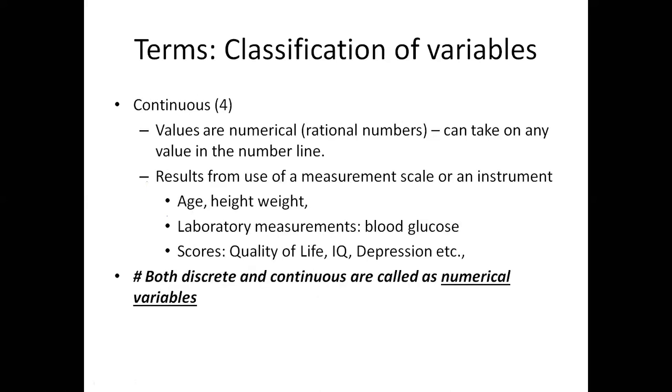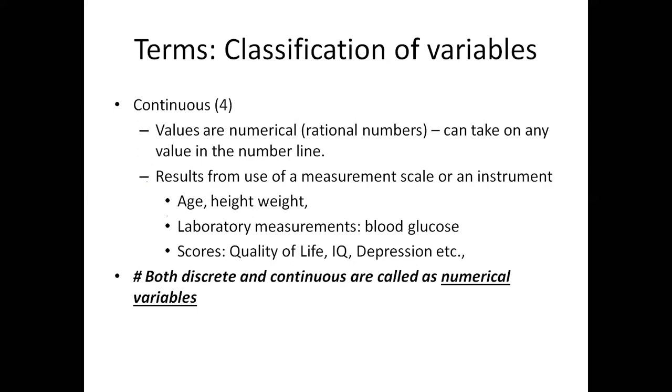The last type of variable is called continuous, where the values are actual numbers, right? They're called rational numbers, which you might remember from your high school math, where it can take any value in the number line. So if you have a number line which ranges from minus infinity to plus infinity, a continuous variable can take any value within that range.